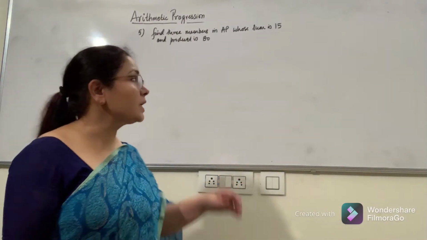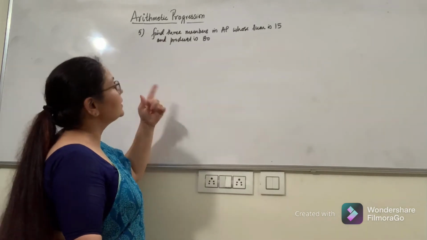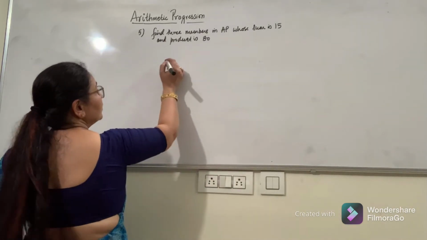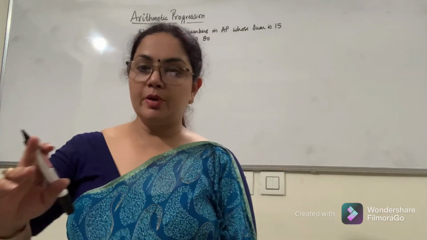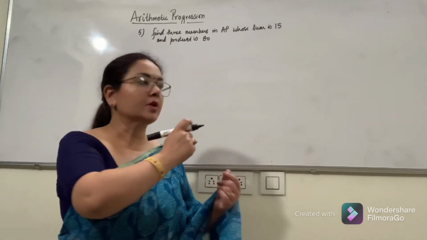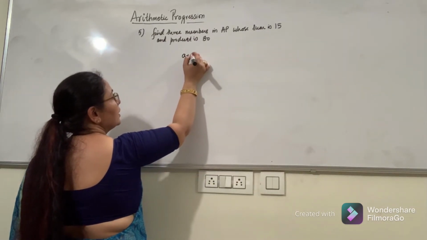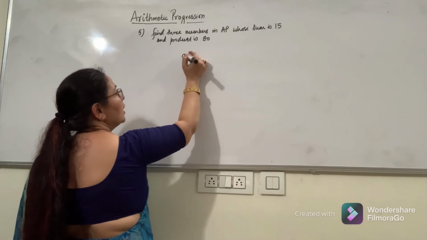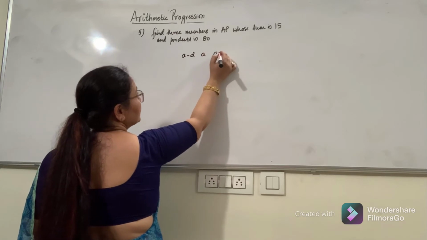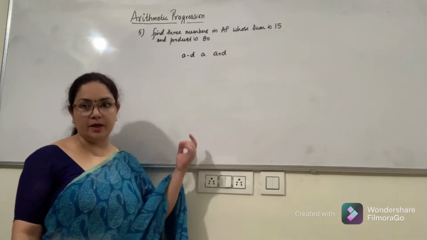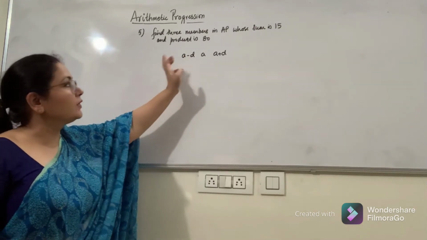So the next question is, find the three numbers in AP whose sum is 15 and the product is 80. Whenever we have to assume three numbers in AP, what do we do? If a is my middle term, then the number before it is a minus d, and after this a plus d.